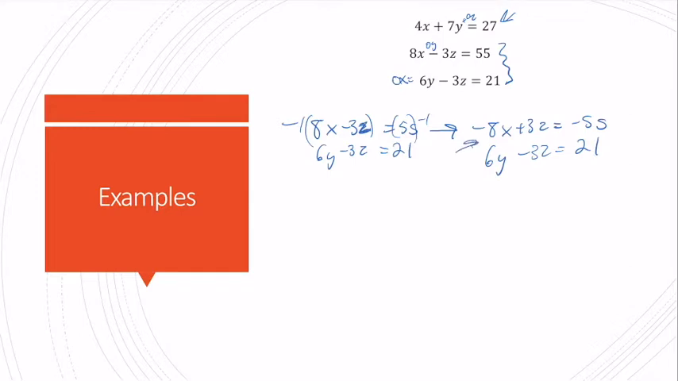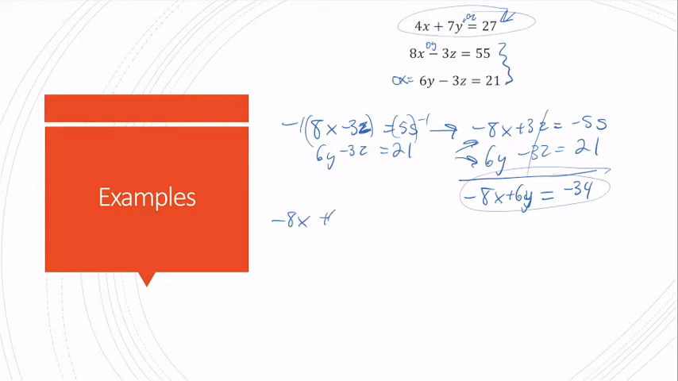Now it's important to remember that I'm adding x and y, so I have negative 8x plus 6y. I cannot add the coefficients on those. Sometimes it helps to write them a little more spaced out so we can make sure that each variable has its own column. So I have negative 55 plus negative 21 gives me a negative 76... so now I have two equations in two variables. I have negative 8x plus 6y equals negative 34, and 4x plus 7y equals 27.